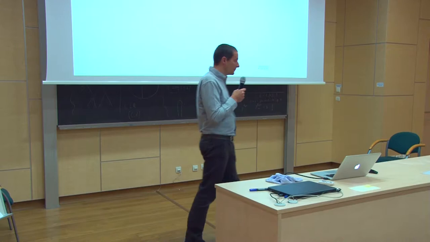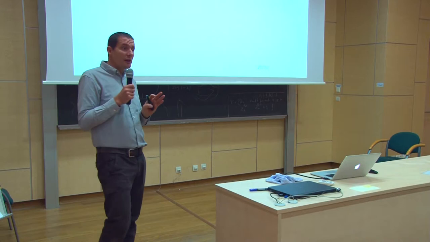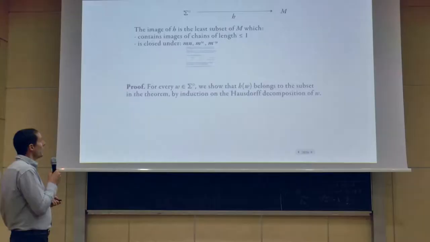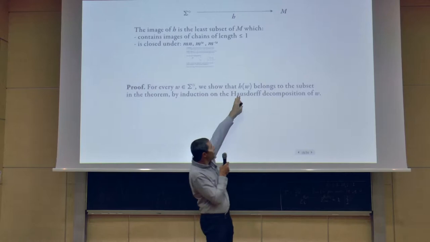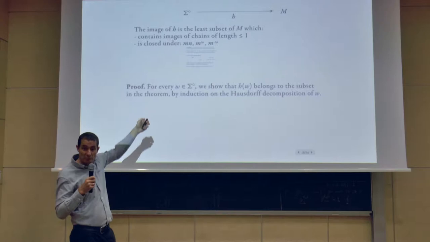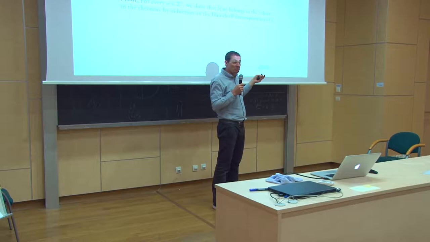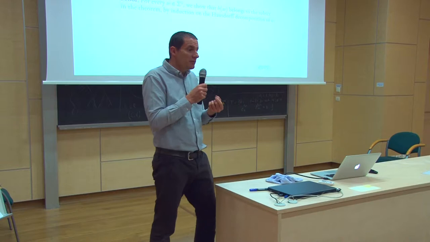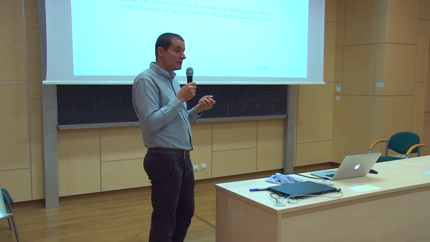So let's prove this theorem, and this theorem is actually a direct corollary of the Hausdorff theorem plus the Ramsey theorem. Why? We will show that for every chain, its image belongs to the subset in the theorem, namely the smallest set generated by this and that. We prove this by induction on the Hausdorff decomposition of the chain, because we have a positive characterization. We begin with chains of length one. Clearly that's in the set.